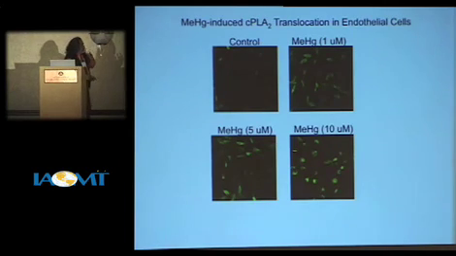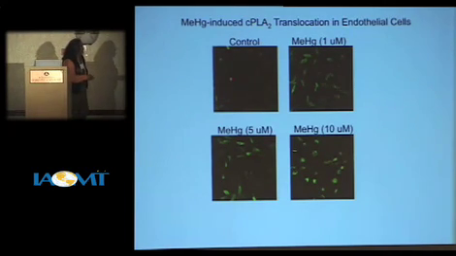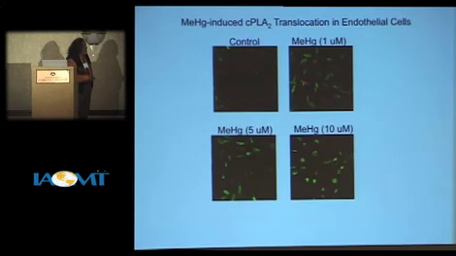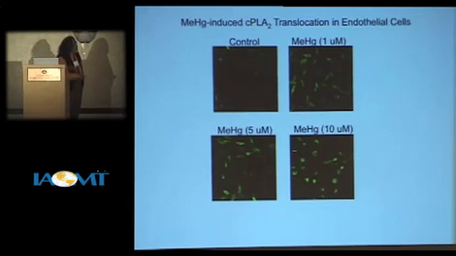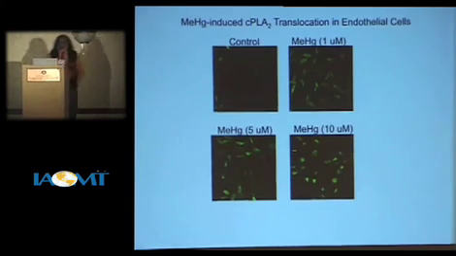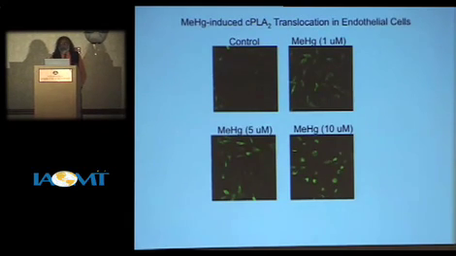So now we'll show you some micrographs, what happens to the PLA2 inside the cells. You have control, no mercury, no methylmercury. When you treat with 1 micromolar, 5 micromolar, 10 micromolar, you can see the translocation of the enzyme so evident in these cells. This is PLA2, normal phospholipase A2.